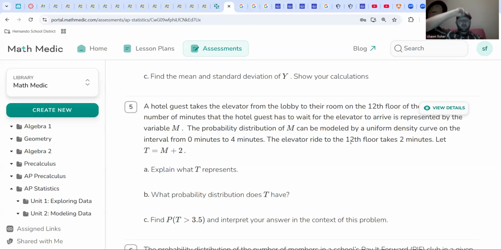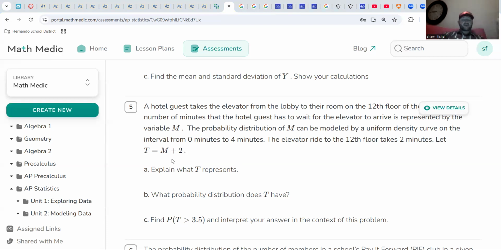Okay, so what probability distribution does T have? Well, if M has uniform, that means the shape doesn't change. T has uniform as well. All right. So find the probability that the total time is greater than 3.5. Well, look, if M would be 0 all the way to 4, I would write that 0 all the way forward. But we're not talking about M, we're talking about T.